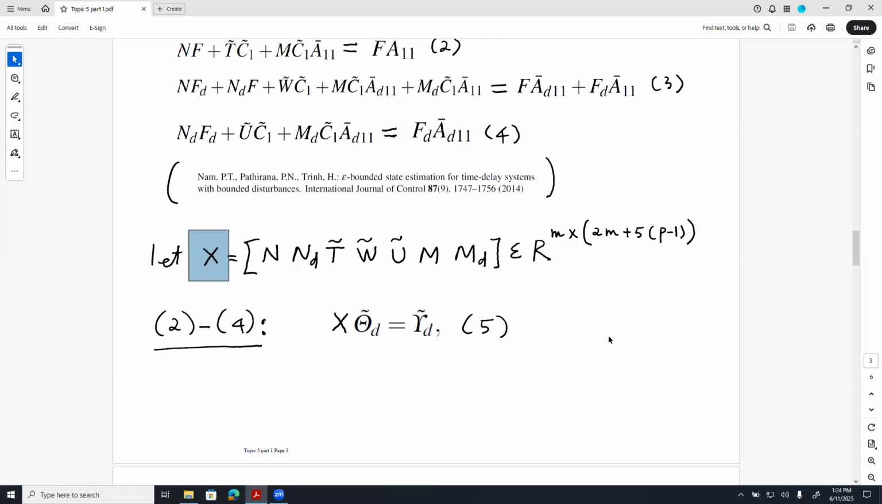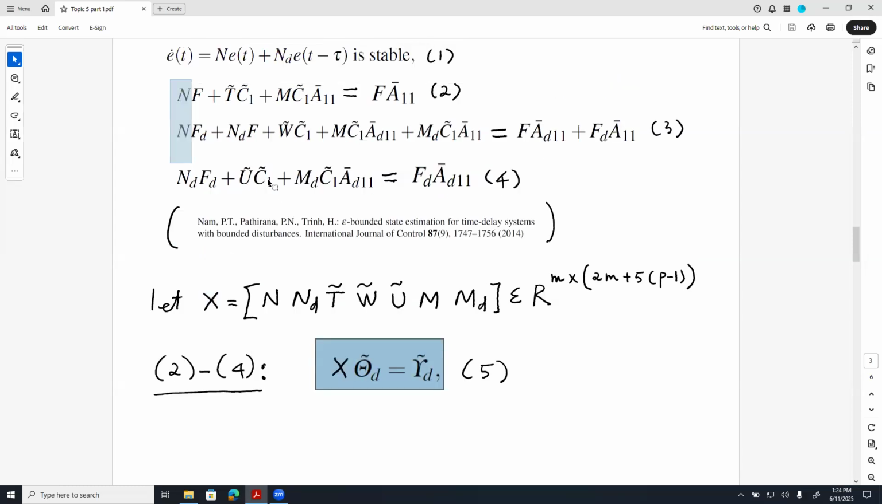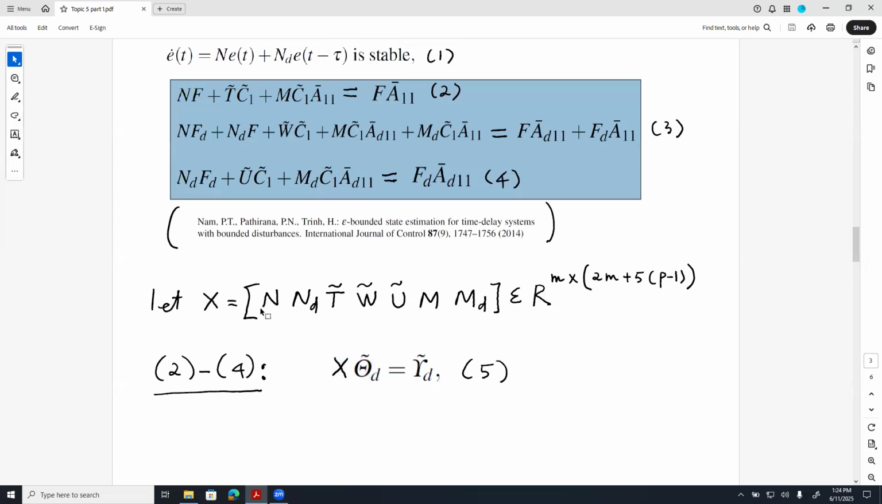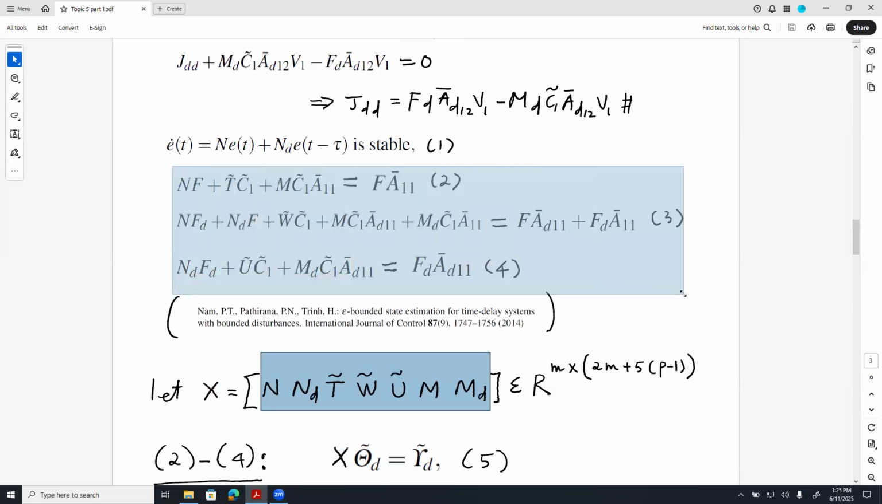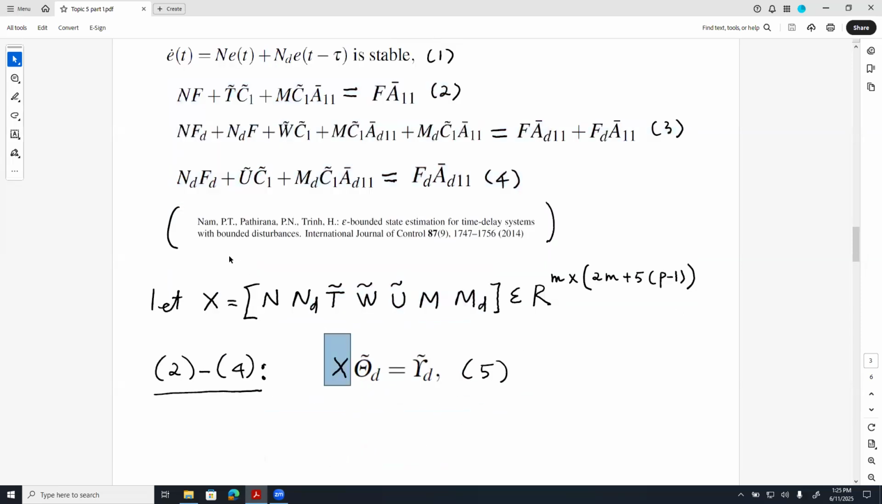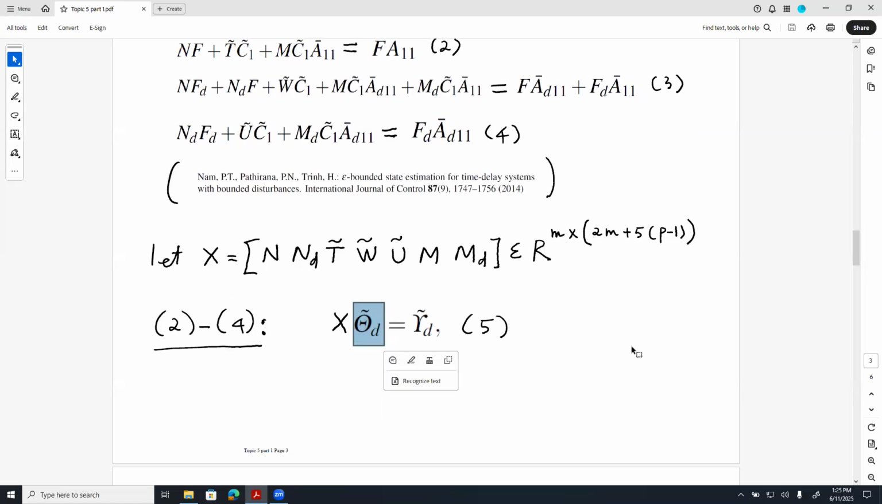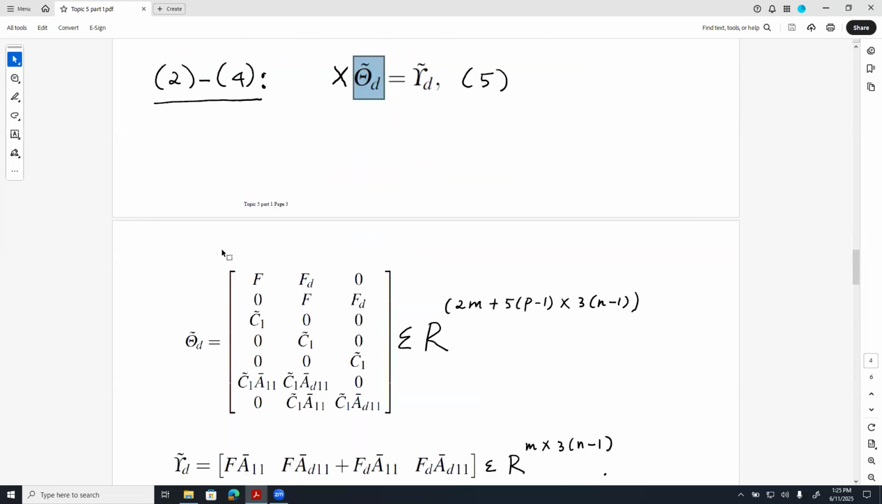Okay. Now, what we do is stack them all together. We form an augmented matrix equation. So we say, let's stack these three together. And because of this arrangement, we can express these equations in this form, where X is already specified in here, and this matrix here is specified according to this arrangement.